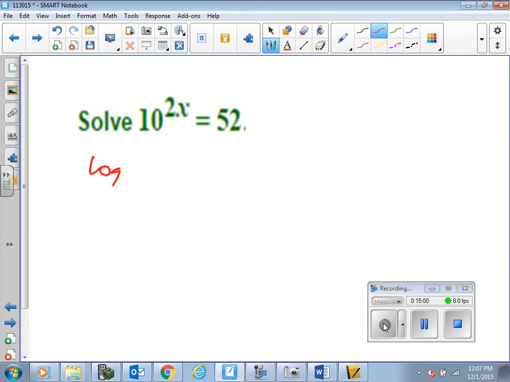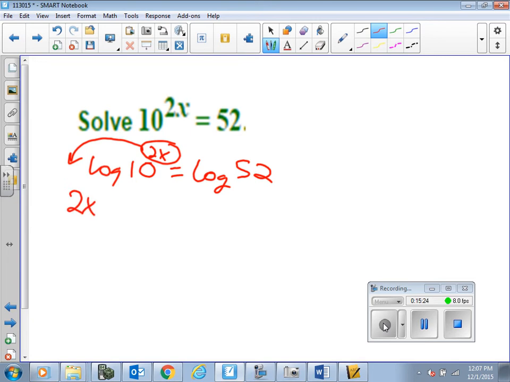We can use log base 10. Again, I don't have to write the 10. So log base 10 of 10 to the 2x equals log base 10 of 52. Remember, there's nothing written, it's a log base 10. Then you put 2x in the front. Then you take that 2x and we move it here. We have 2x times log base 10 of 10 equals log base 10 of 52.